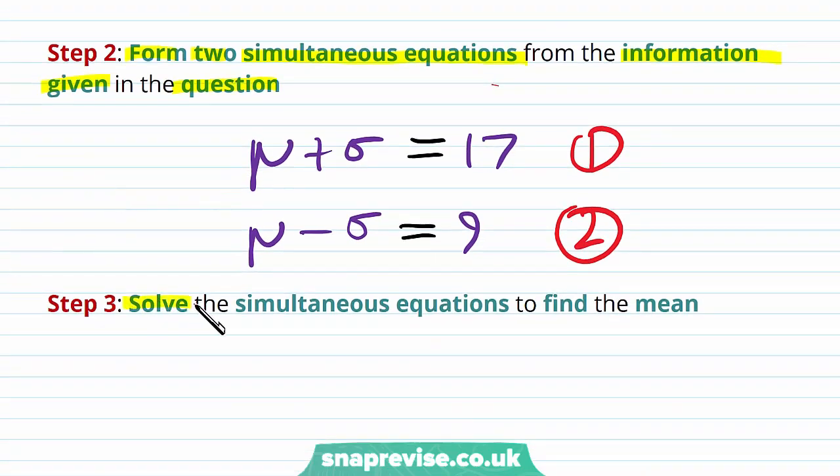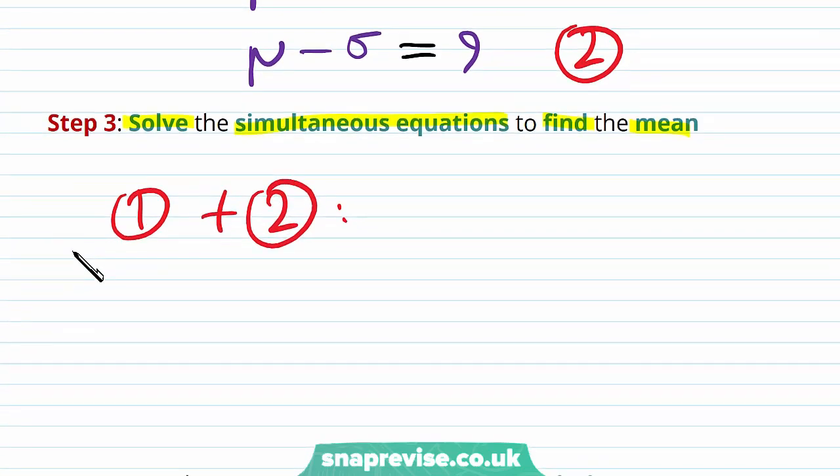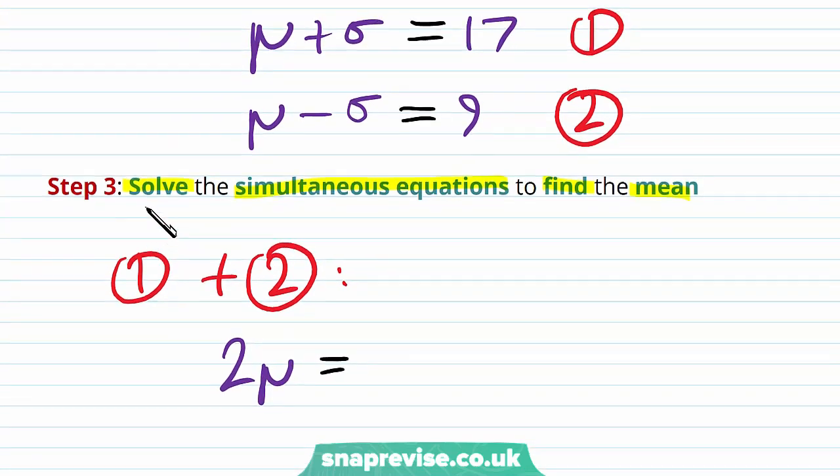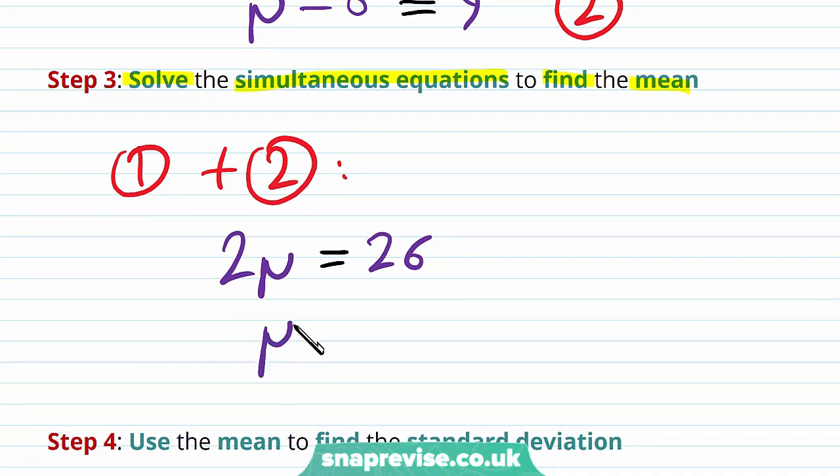Our third step is to solve the simultaneous equations to find the mean. If we take our two simultaneous equations and add them up, then what we get is that 2 mu is equal to 17 plus 9, which is 26. Therefore, we have that mu is equal to 13.